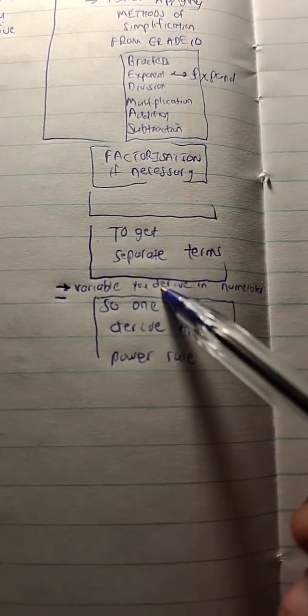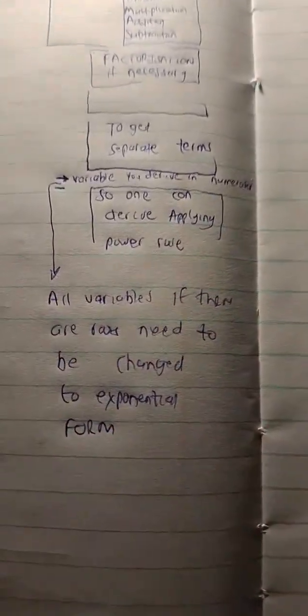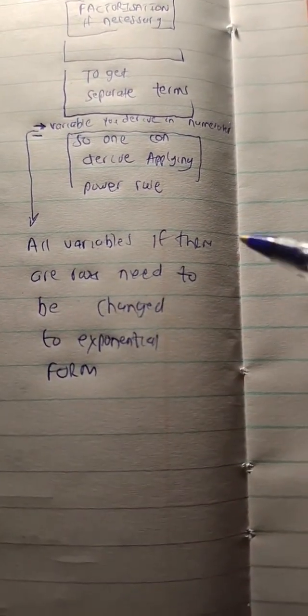which you are going to be deriving with respect to. So if you are going to be deriving with respect to x, the variables x need to be in the numerator. Also, all your variables, if there are roots, before you derive, your roots need to be changed to exponential form. So you do all of this change of roots to exponential form, you do it before you derive.